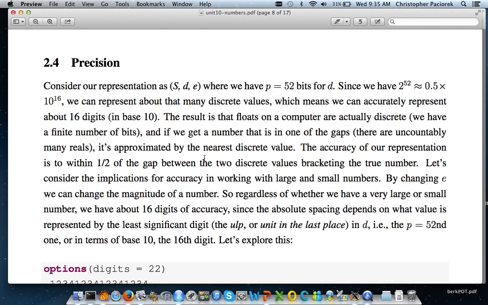Okay, so let's think about the precision with which we can store numbers and delve into that a little bit more. We know that we have 52 bits to represent the D part of the number here. So I have D1 up through D52, but that's in base 2.